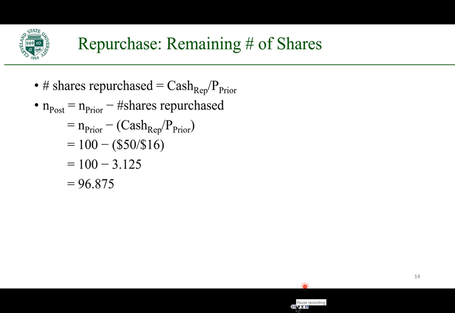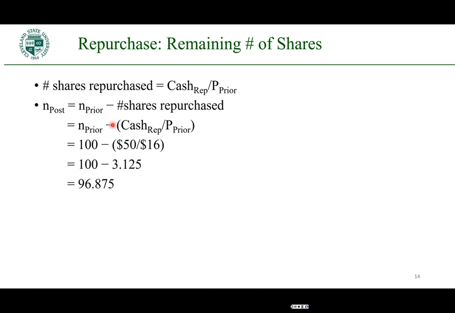The key about repurchases is that we need to find the number of shares repurchased. Assuming the firm is doing an open market repurchase, the number of shares repurchased is just the total amount of cash available for distribution divided by the price of the stock prior to the repurchase. When firms decide to repurchase, they have to buy at the market value before the repurchase actually happens. So this is how you determine the number of shares repurchased. And what happens to the shares? They leave the shares outstanding. So you take the number of shares outstanding prior to repurchase and subtract the number of shares repurchased to get the new number of shares outstanding.